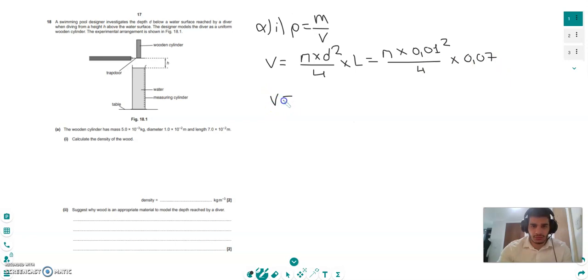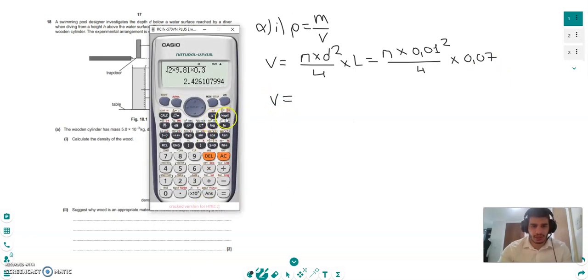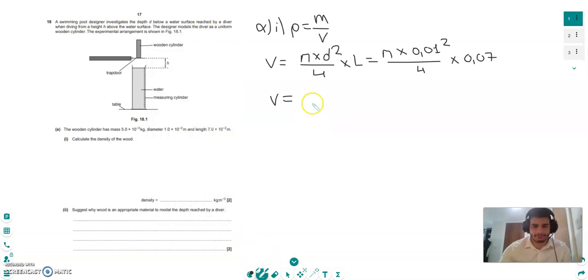And the volume, if I use my calculator, pi times 0.01 squared divided by 4 times 0.07, is equal to 5.5 × 10⁻⁶ meters cubed.